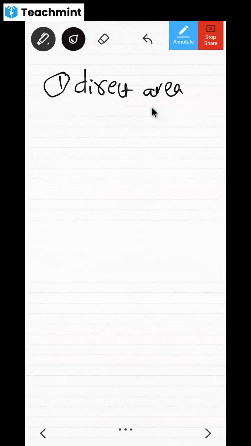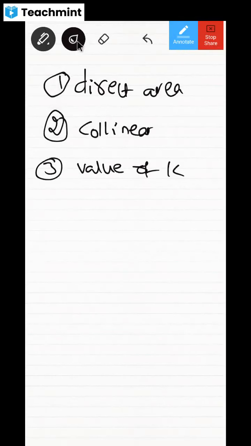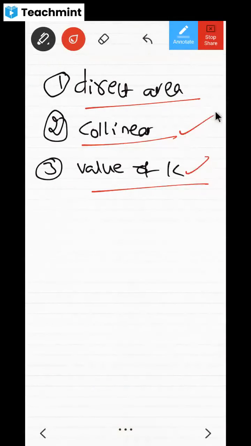And the second model is showing whether the points are collinear or not, but the method is the same. Next is finding the value of k or a or p, whatever it is. Correct? So these three models are there, and you should be perfect in these models. Whenever they come in the exam, you should be able to do them. Clear, dear children? Okay.